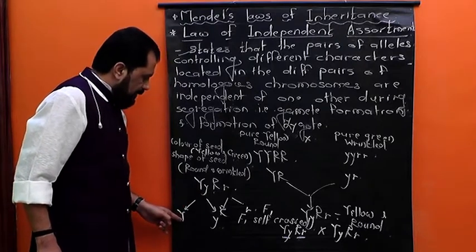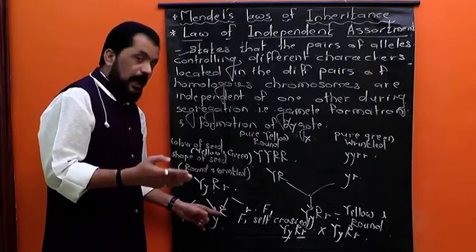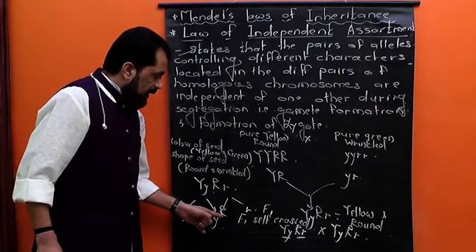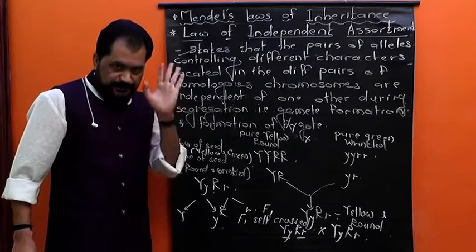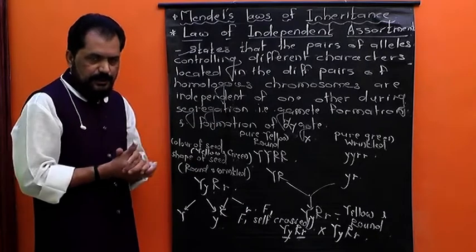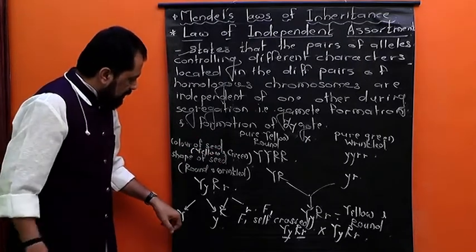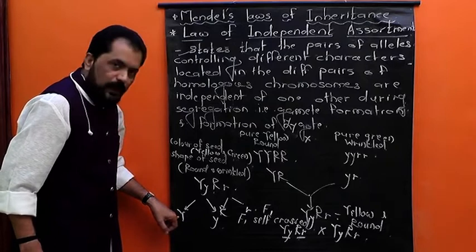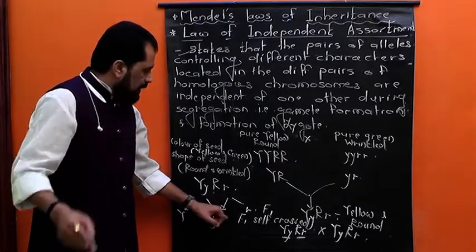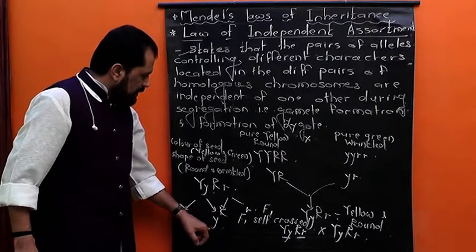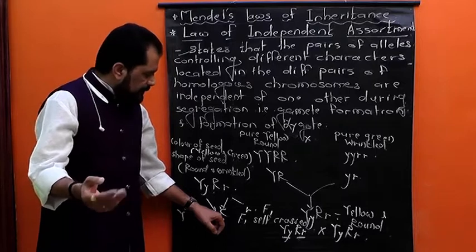And now after that what happens? One of the capital Y or small y enters along with capital R or small r into a single gamete. Try to understand. There is equal chance. We can say along with this capital Y, capital R can enter into a single gamete, or along with this small y, capital R can enter into one gamete.